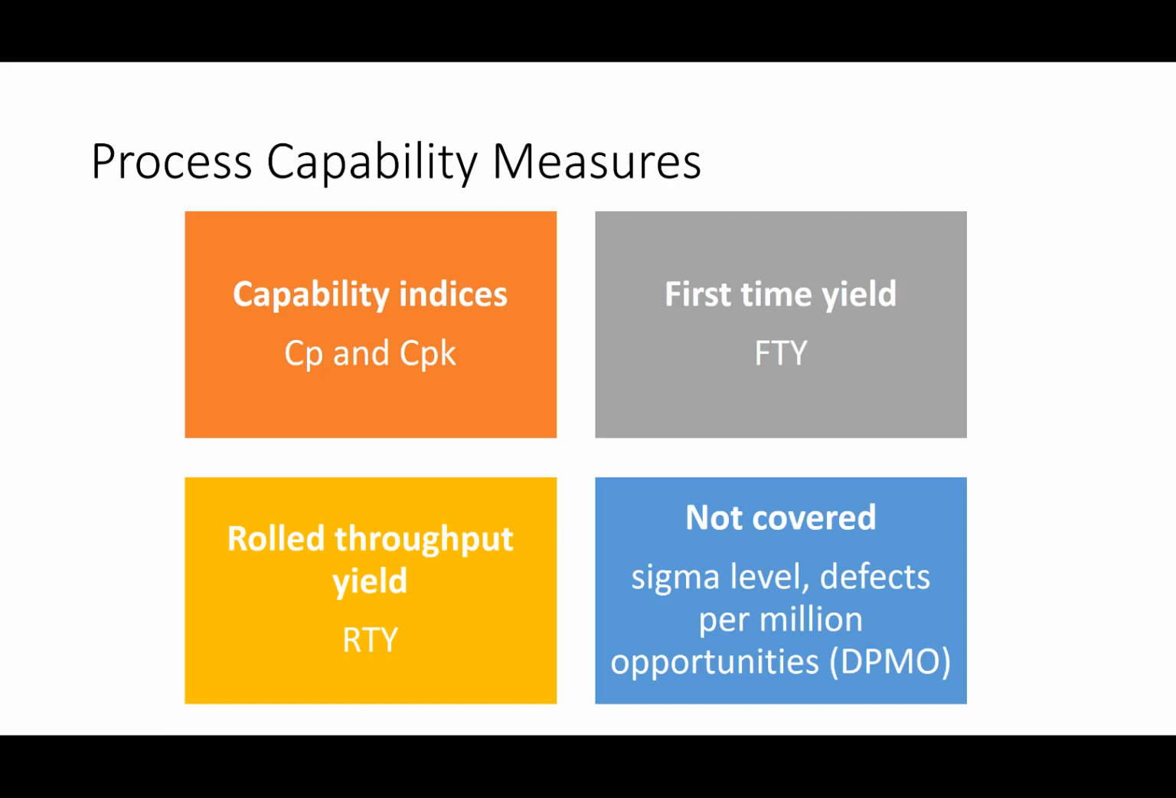Looking at process capability, there are numerous measures that are used today. The ones that we'll talk about are some of the more common ones, but the reality is many of them exist and we can only get into so many within the confines of this course. First, we'll talk about capability indices, CP and CPK. We'll talk about first time yield and rolled throughput yield. There are other ones that we will not cover, which include sigma levels and defects per million opportunities, or DPMO.